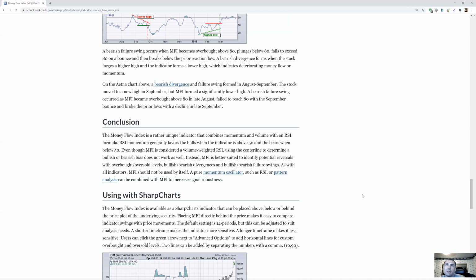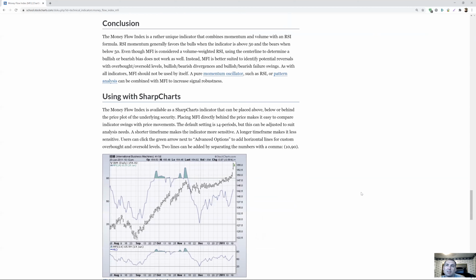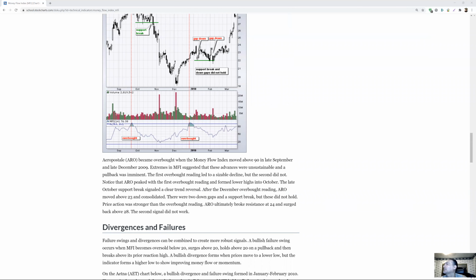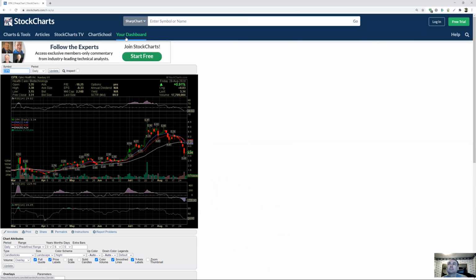As with all indicators, money flow should not be used by itself. Pure momentum oscillators such as RSI, or pattern analysis, can be combined with money flow to increase signal robustness. Let me see here. Money flow, money flow. All right, here's money flow here.